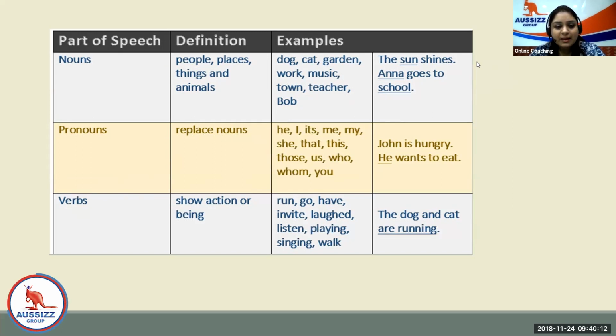Okay. A verb is something doing action. Whatever action you're doing, that is a verb. Run, go, laugh, listen, watch, play. The dog and cat are running. So the dog and cat, basically it's a noun part, and running is actually a verb part. Okay.